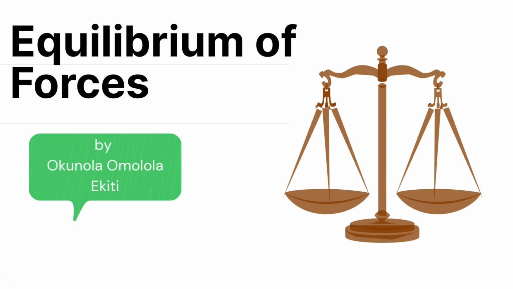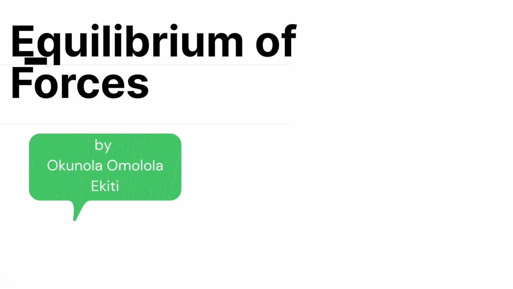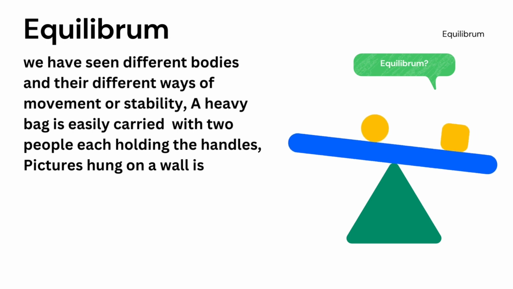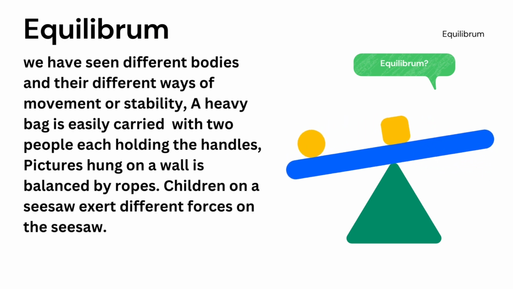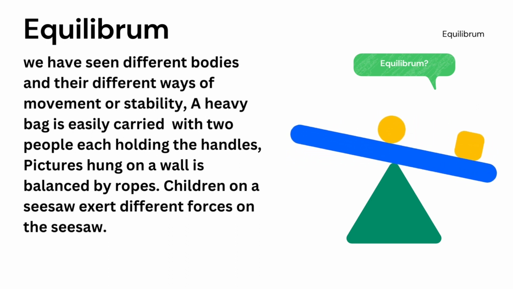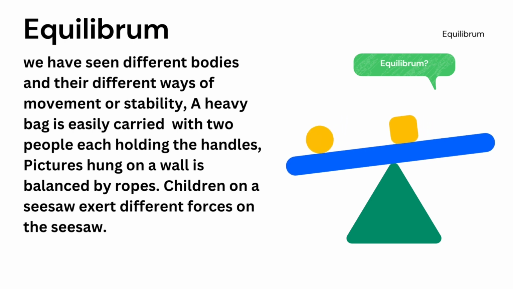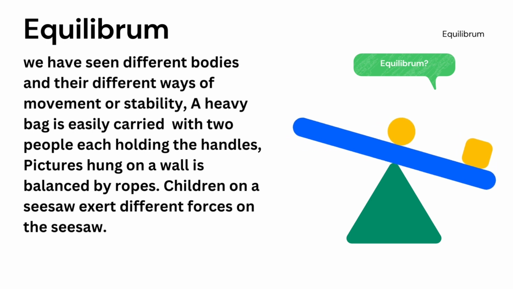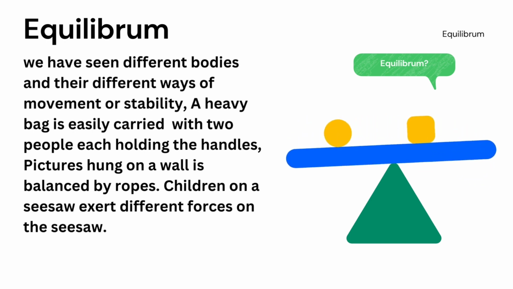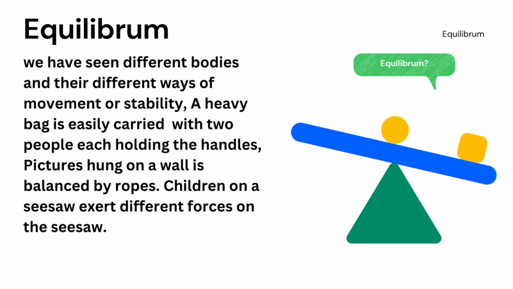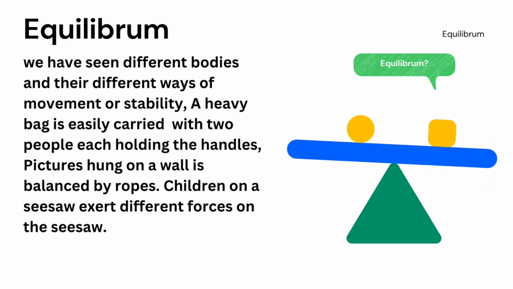Hi everyone, today we are treating equilibrium of forces. In our daily lives, we have seen different bodies and their different ways of movement or stability. Carrying a heavy bag is easy by two people each holding it with handles. So also picture frames hung on the wall are balanced by ropes. Children on a seesaw exert different weights on the seesaw and their weight is balanced by the reaction from the seesaw.